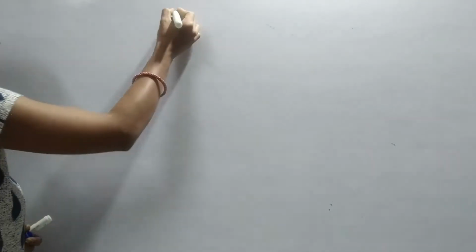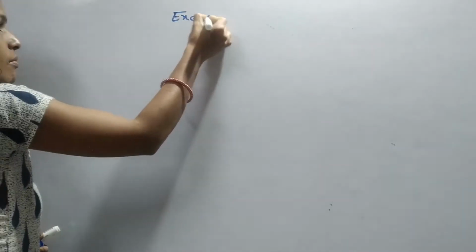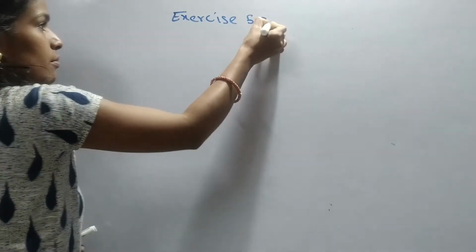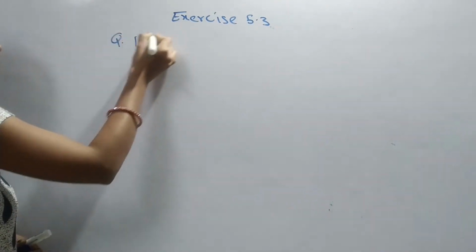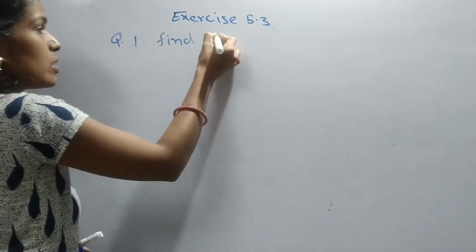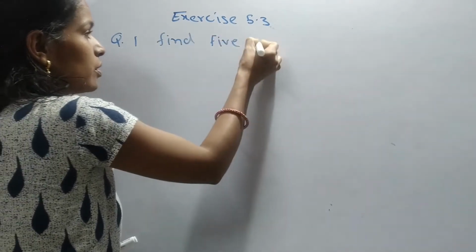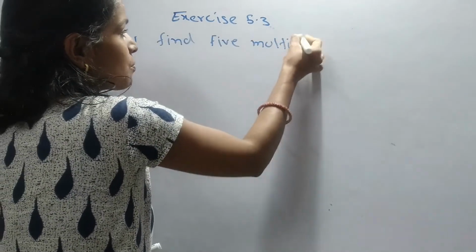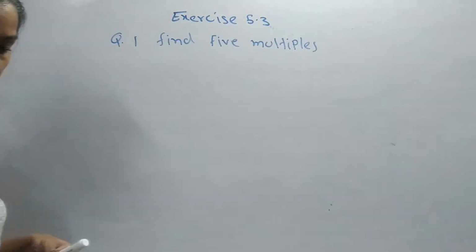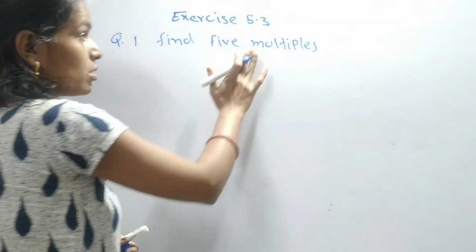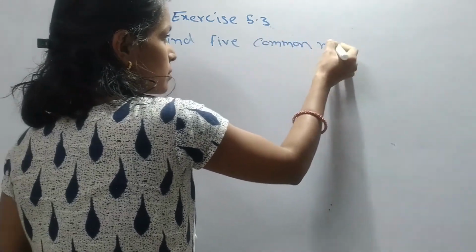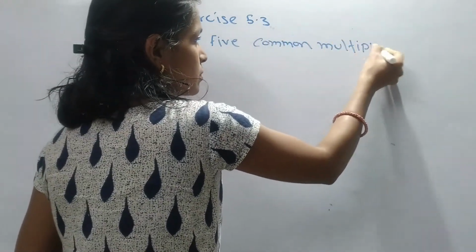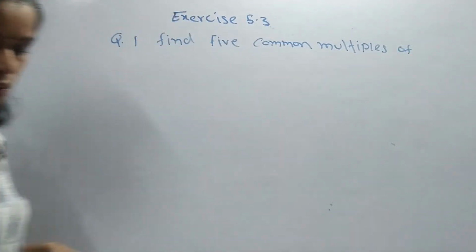So let's solve exercise 5.3 based on these multiples. In exercise 5.3, in question number 1, you have to find 5 common multiples of the given co-prime numbers.